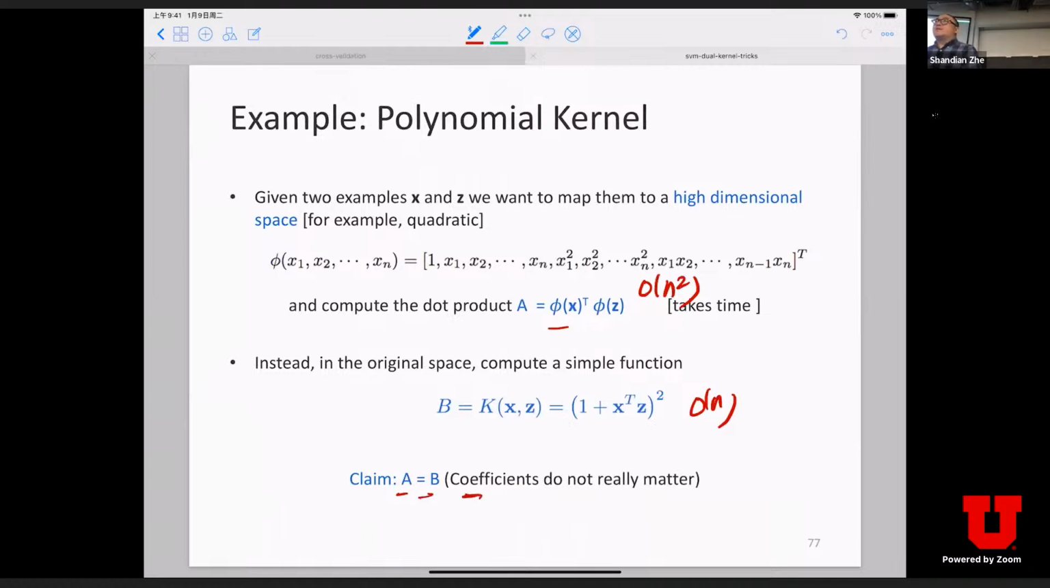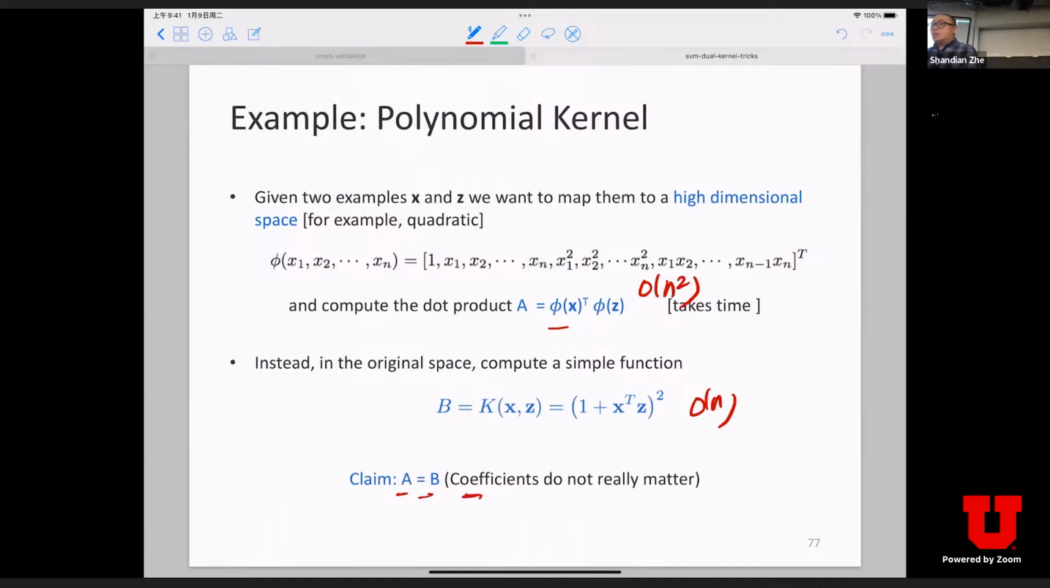But later we will see that the coefficients don't matter, because if you do the feature mapping, you multiply the mapped feature vector with the weight vector. If there's just some scale difference, then you multiply the weights by the corresponding factor, and the result will be exactly the same. That's why the coefficients do not really matter. In this sense, A is equivalent to B, but we can see a huge difference in computation complexity. Computation is much, much cheaper now. Now let's see why A is equal to B.